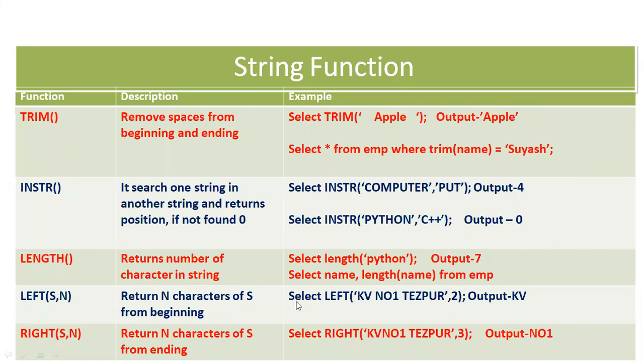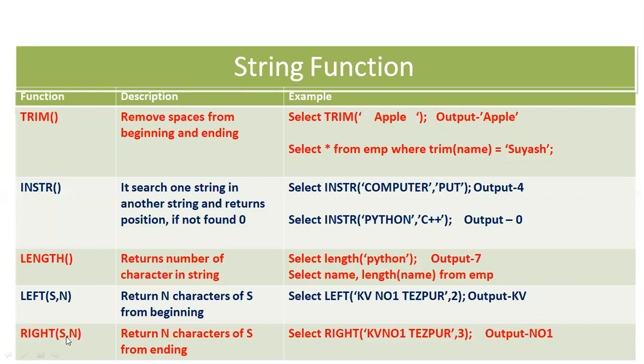So here, select left of KV. This is for left. It returns the characters from the beginning. See here, select left from the left side, KV. Any text written here, the output will be KV. This string from the left side, so it will display the left string only.